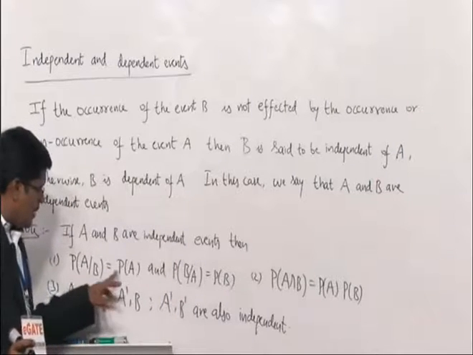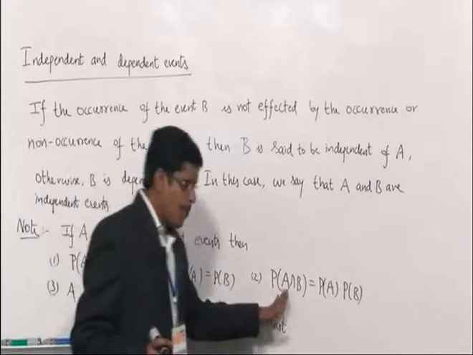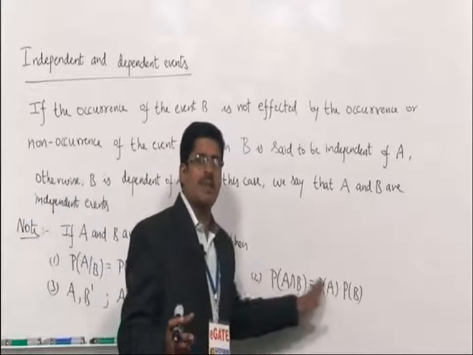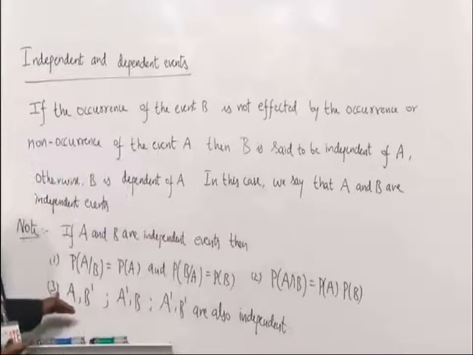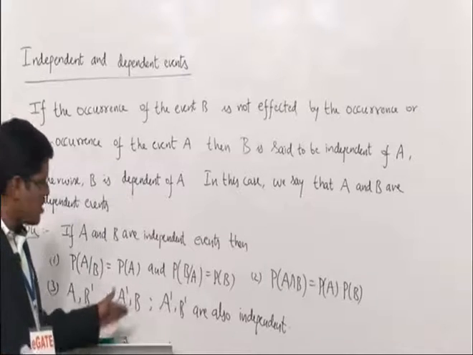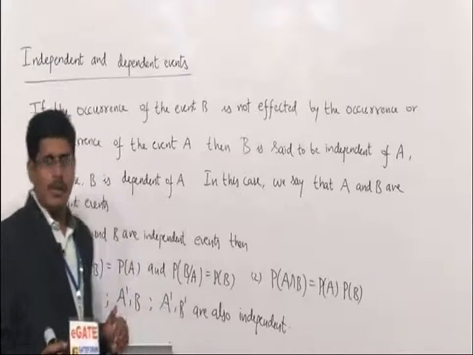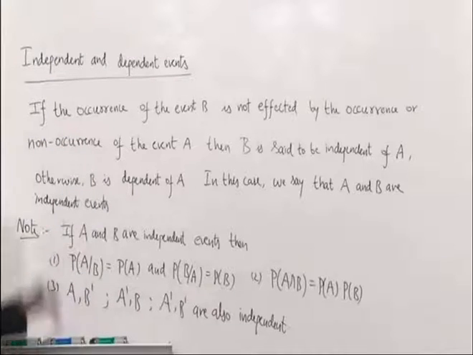Then this conditional probability becomes numerator only. This also becomes numerator only. And the probability of intersection, by the multiplication theorem, becomes the product of their probabilities, because A and B are independent. So whenever A, B are independent, A, B dash are also independent, A dash, B are also independent, A dash, B dash are also independent. Please remember these 3 points based on the independent events definition, very, very important.